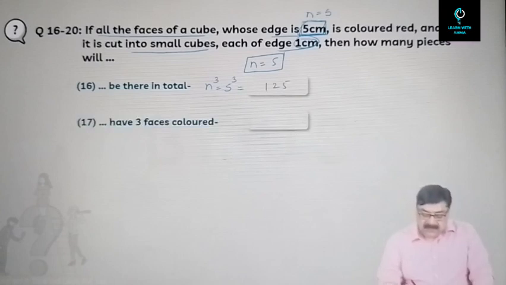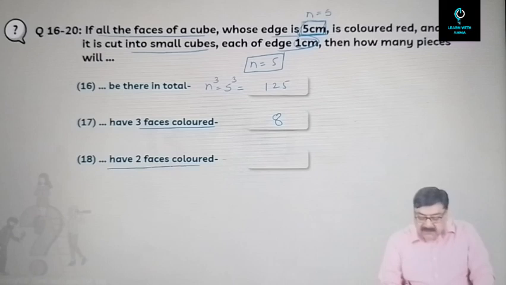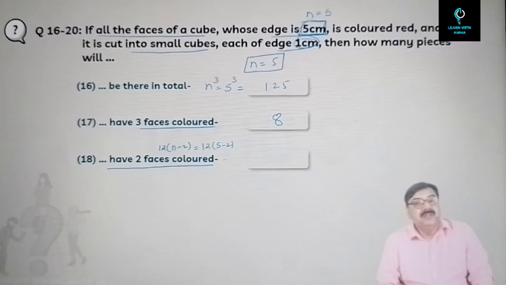How many pieces will have 3 faces colored? Well, always 8. No difference there. How many pieces will have two faces colored? Well, the formula is 12 into n minus 2. So here it shall become 12 into 5 minus 2. 5 minus 2 is 3. 12 into 3. That should give us 36.